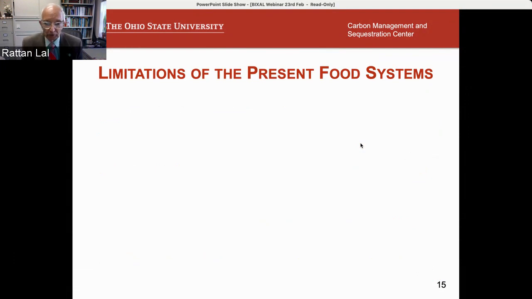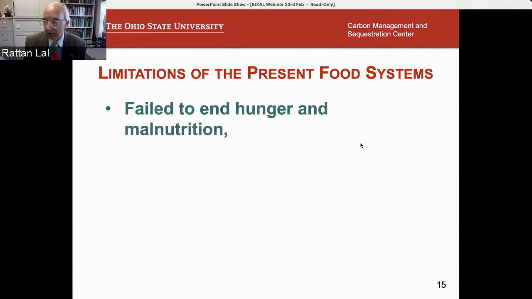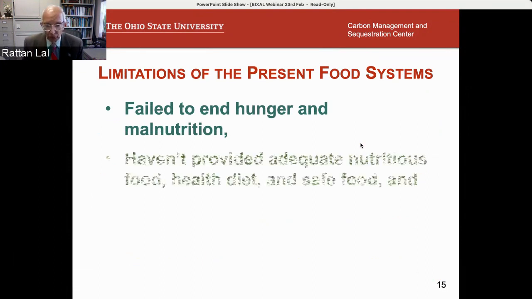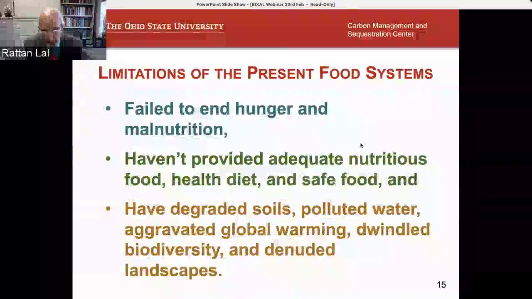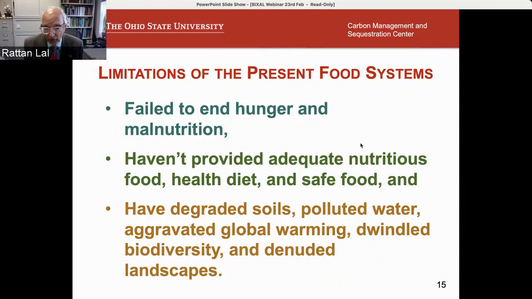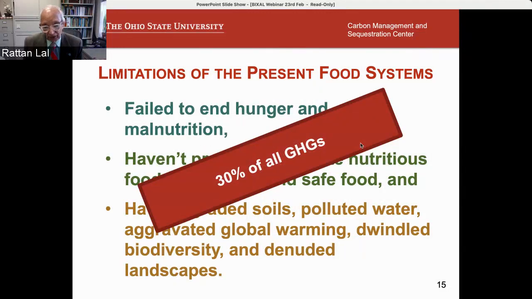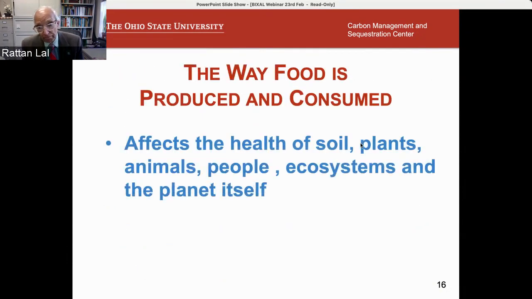The food system summit, which started two years ago, ended on 23rd of September, with the final report by the Secretary General. The food systems at present have failed to end hunger and malnutrition. They have not provided adequate, nutritious food, healthy diet, and safe food. And they have degraded soils, polluted water, aggravated global warming, dwindled biodiversity, and denuded landscape. 30% of all greenhouse gases come from food systems. The way food is produced and consumed affects the health of soil, plants, animals, people, ecosystem, and the planet itself.